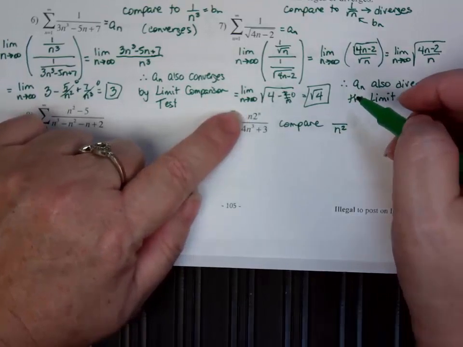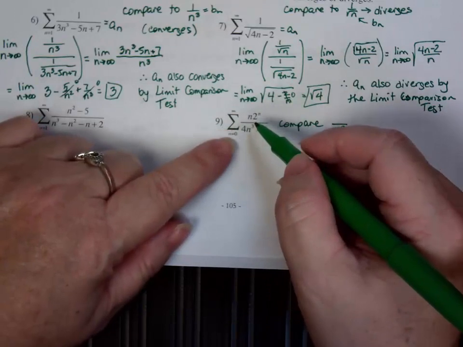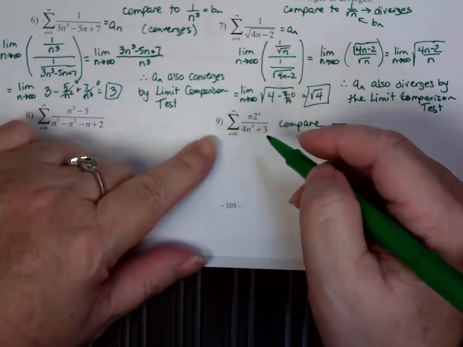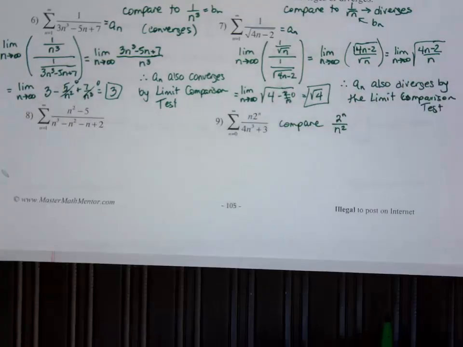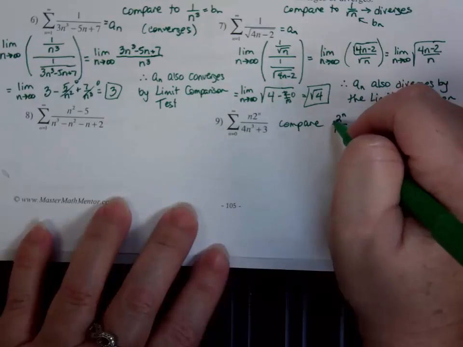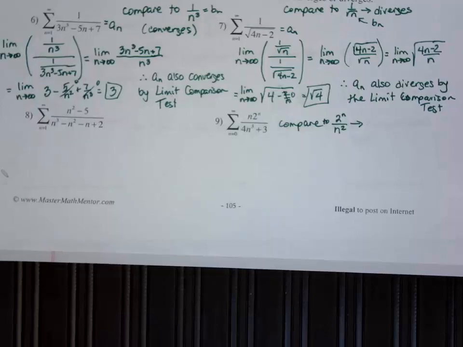Okay? Now, yuck, 2 to the n. I would just like very nicely for that thing to go away. I would just like it to go away. So if I put a 2 to the n up there, once I flip it, they'll cancel and it'll go away. Okay? So I'm going to compare it to this. Okay? Now the question is, what does this thing do? Converge or diverge?